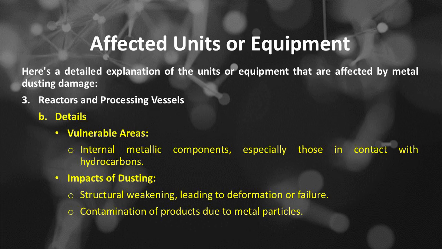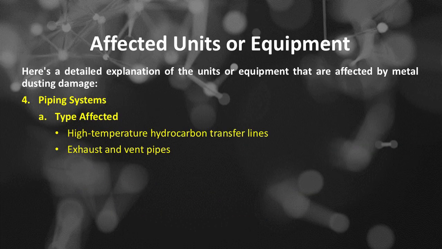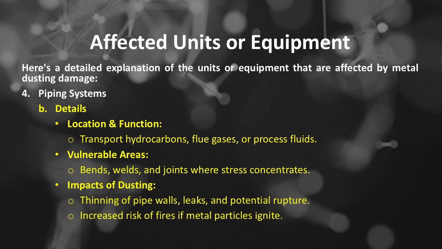due to metal particles. Number 4 of the units or equipment that are affected by metal dusting damage is piping systems. Types affected such as high temperature hydrocarbon transfer lines and exhaust and vent pipes. Piping systems details, location and function: transport hydrocarbons, flue gases, or process fluids. Vulnerable areas such as bends, welds, and joints where stress concentrates. Impacts of dusting such as thinning of pipe walls, leaks, and potential rupture, and increased risk of fires if metal particles ignite.